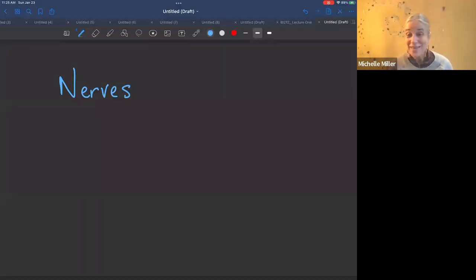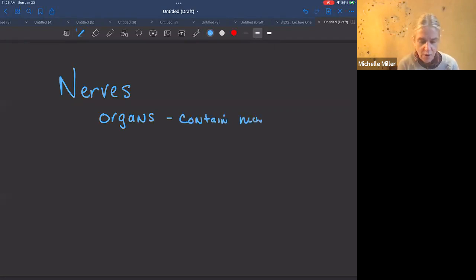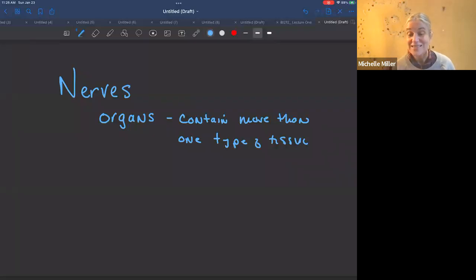Nerves, like blood vessels and skeletal muscles, are actually organs. Why are they considered to be organs? Because they contain more than one type of tissue. Like skeletal muscles, they have connective tissue surrounding them, and they have blood vessels that supply nutrients and oxygen to the tissue.